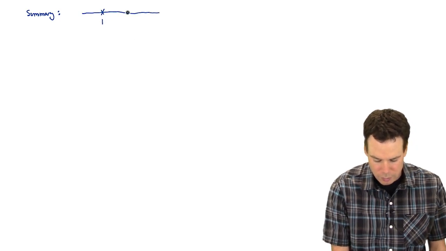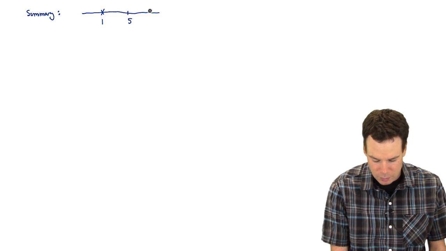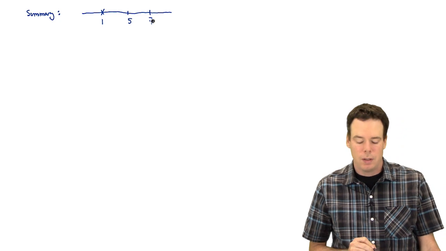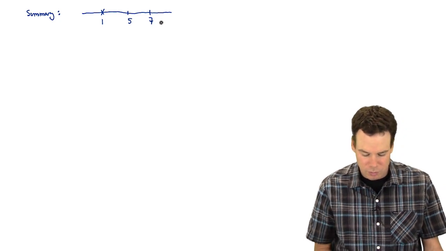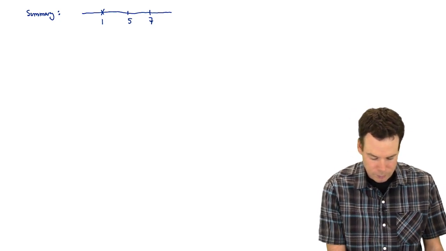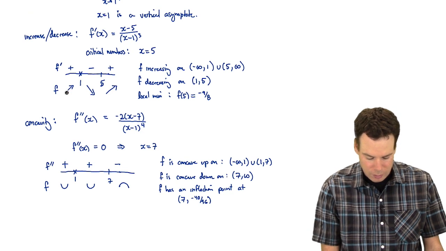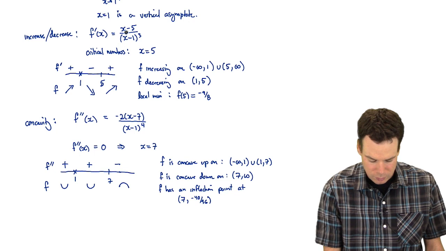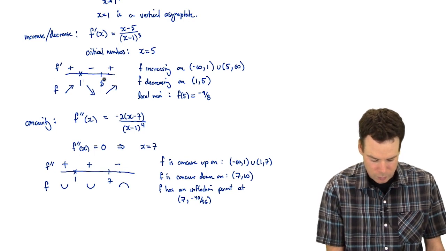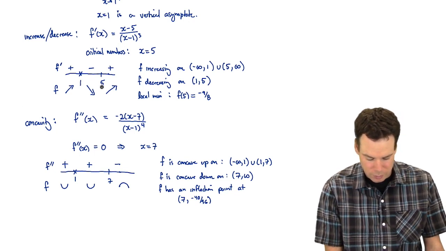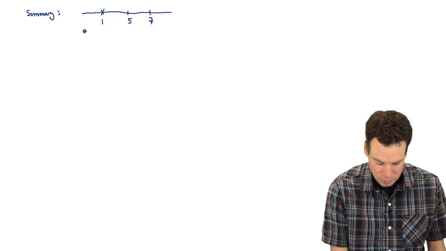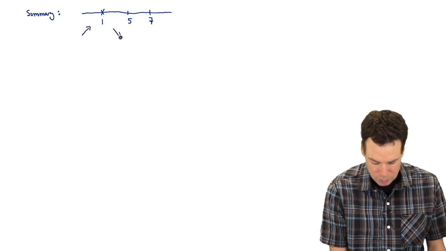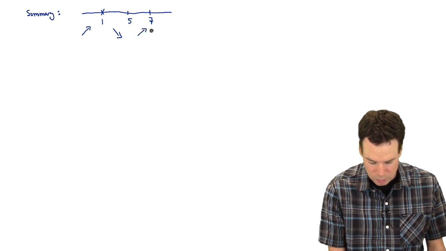So we had 1, 5, and 7 were the points where interesting stuff happened. We see that it was increasing, decreasing, increasing on the intervals to 1 and then to 5. So we've got increasing, decreasing, and then increasing beyond 5.